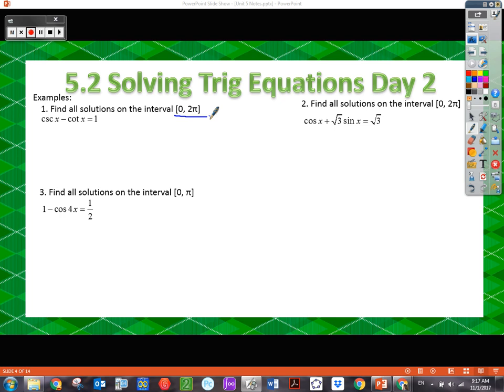Okay, so let's just jump in. We want to find all solutions on the interval 0 to 2 pi. So with this particular one, I'm going to go through a way to do this that you should be familiar with from Algebra 2. Let me just remind you right here. So think back to Algebra 2.